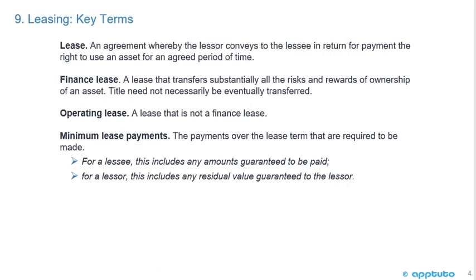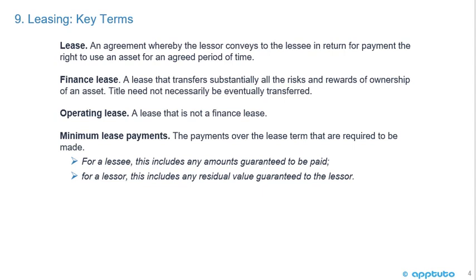Leasing, we'll look at some key terms. A lease is an agreement whereby the lessor conveys to the lessee, in return for payment, the right to use an asset for an agreed period of time. A finance lease is a lease that transfers substantially all the risks and rewards of ownership of an asset. Title need not necessarily be eventually transferred. An operating lease is a lease that is not a finance lease.